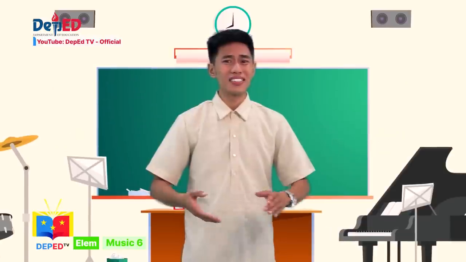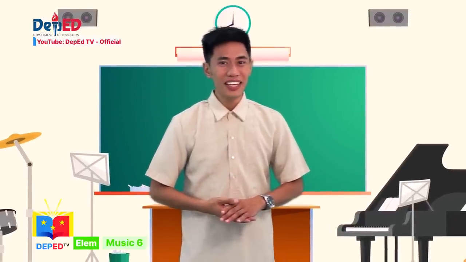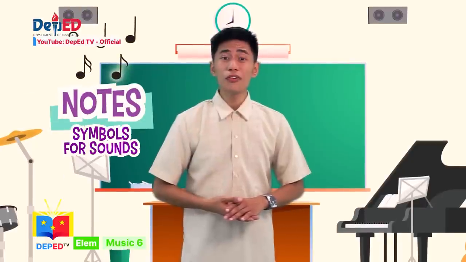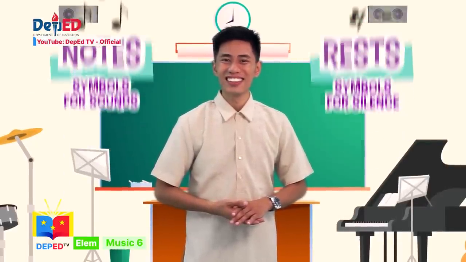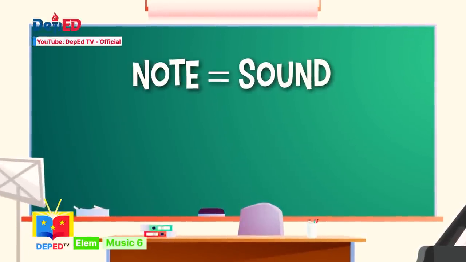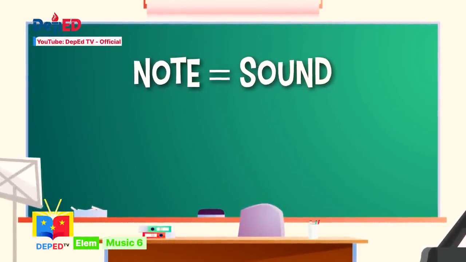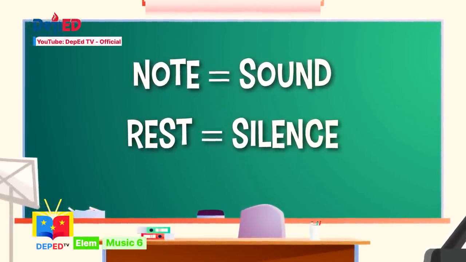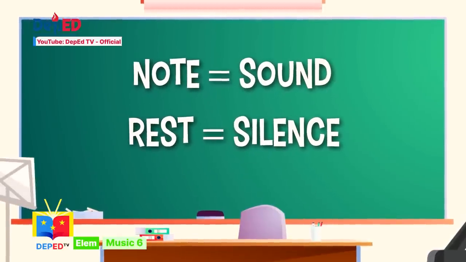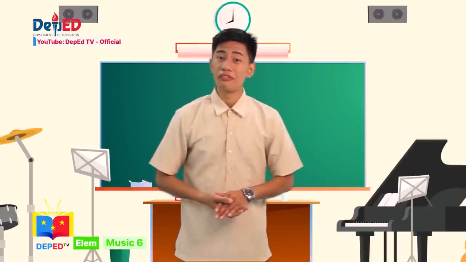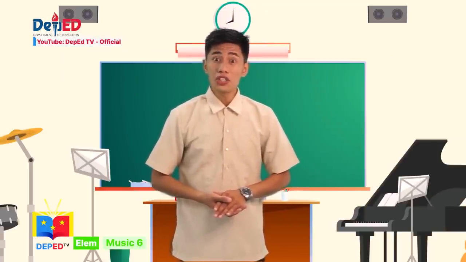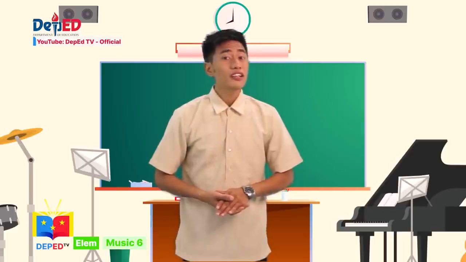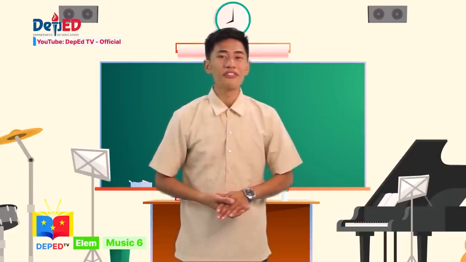What are notes and rest? In music, notes are symbols for sound, while rest are symbols for silence. You can also say that note means sound, and rest means silence. Each note and rest have the value that we call beats. The duration of sound or silence depends on each value of the beat.